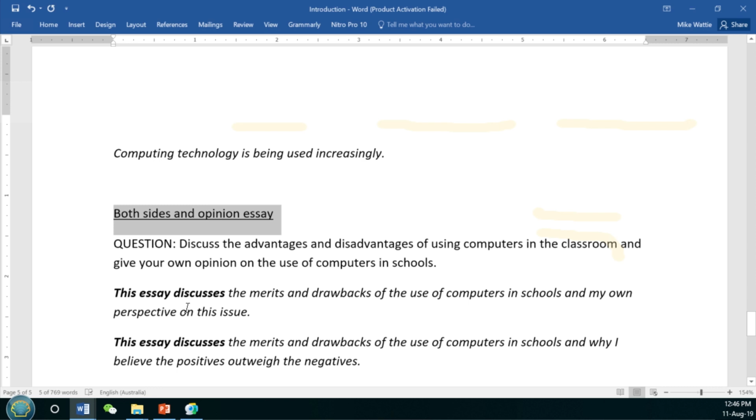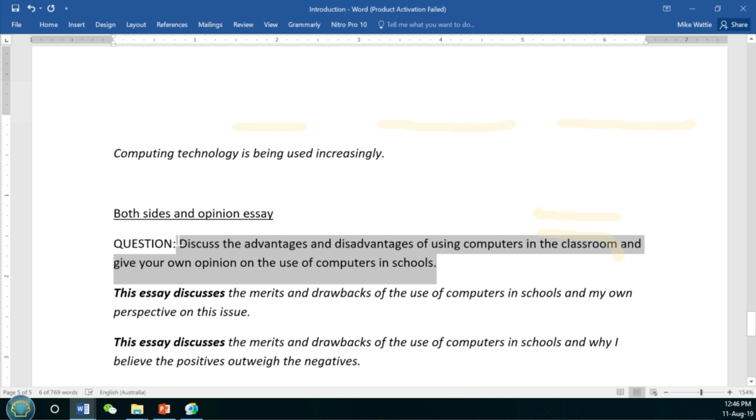Let's first use the structure that we just used for the 2-question essay. So if we do that, we're going to paraphrase the topic. So we'll just keep that the same. Computer technology is being used increasingly. Now let's have a look at how we respond to the question word.